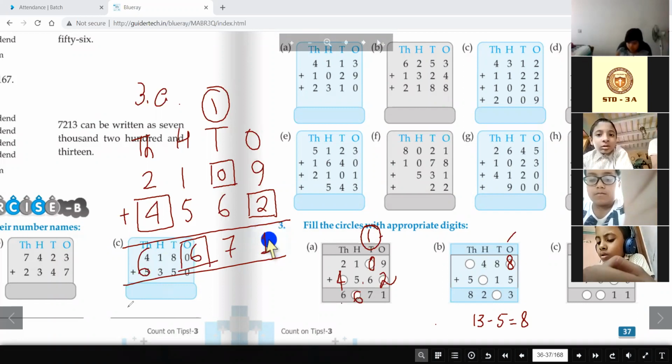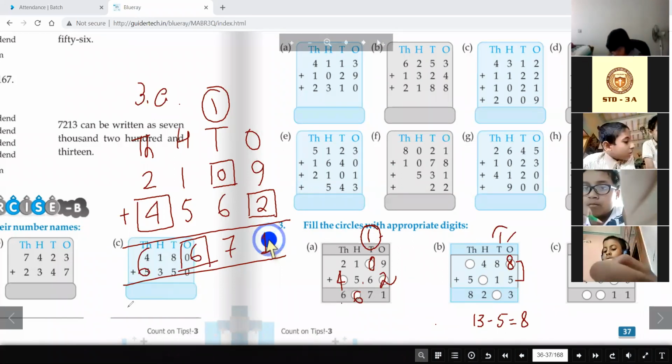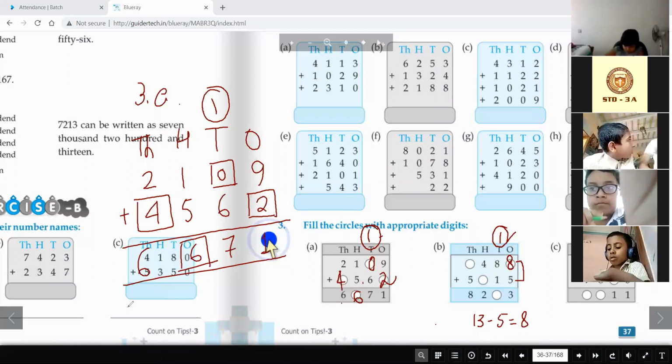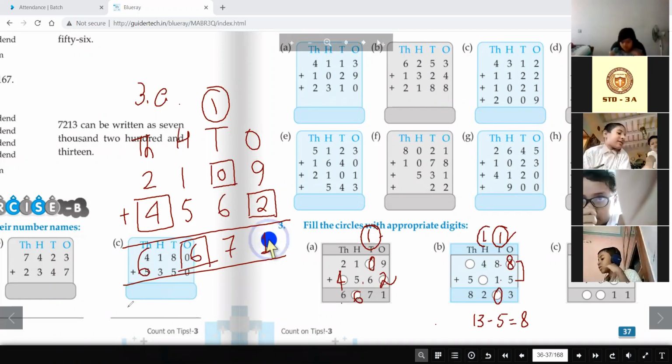Now 8 plus 5, while we are just adding these two, it is coming as 13. 3, and the carry 1 will be sitting on the head of the tens, right? Now here it's very easy: 8 plus 1 equal to 9, 9 plus 1 equal to 10. 0 we will put and 1 we will put.